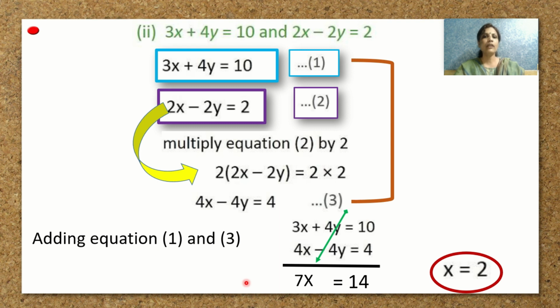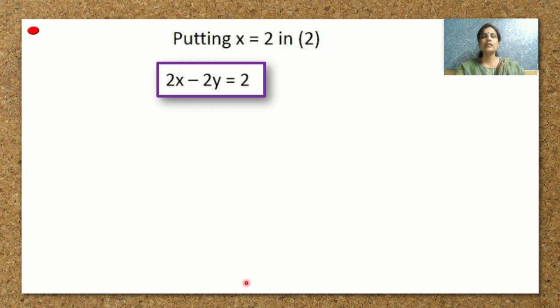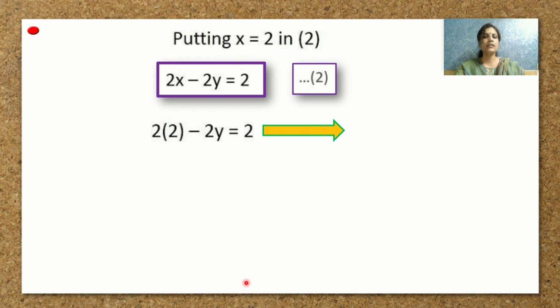Now let's find out the value of y. For that we will put x is equal to 2 in equation 2. Our equation 2 is 2x minus 2y is equal to 2. Let's put x is equal to 2 here. So 2 into 2 minus 2y is equal to 2. So we get 4 minus 2y is equal to 2.